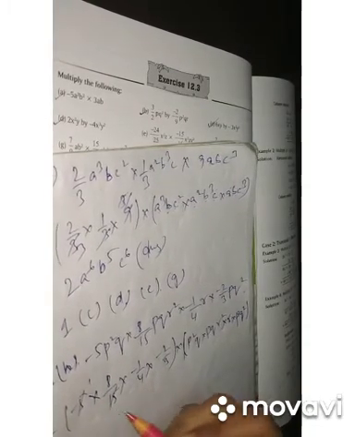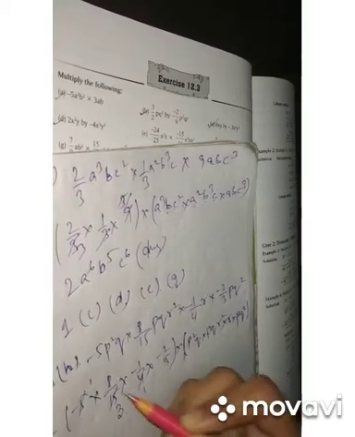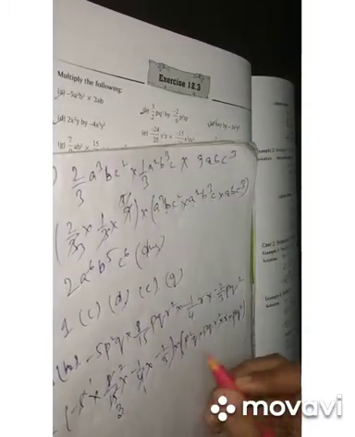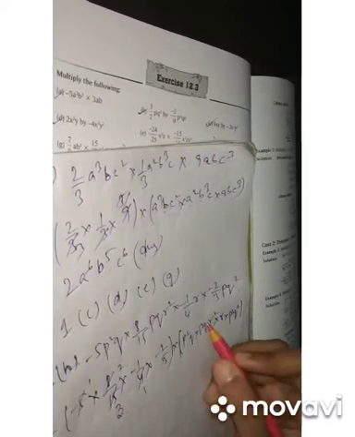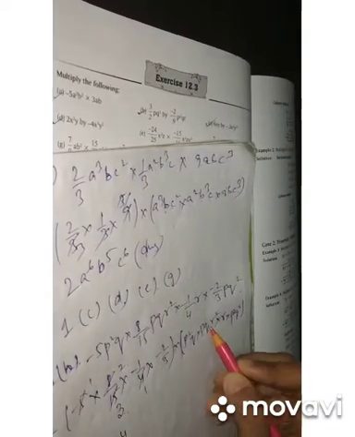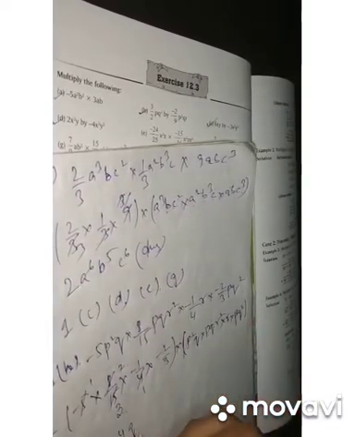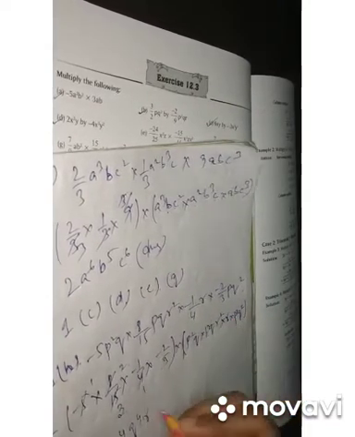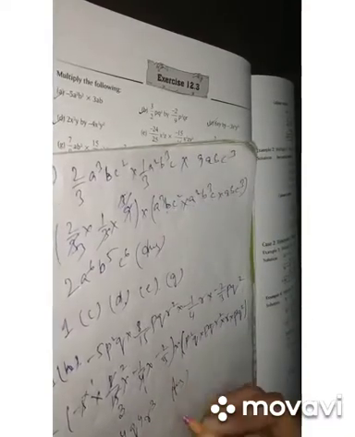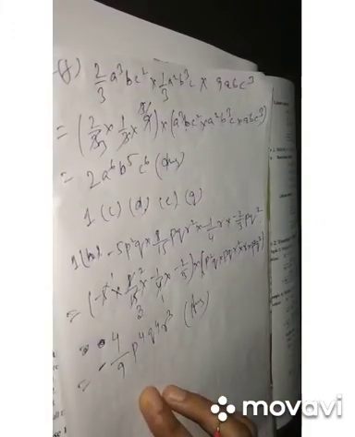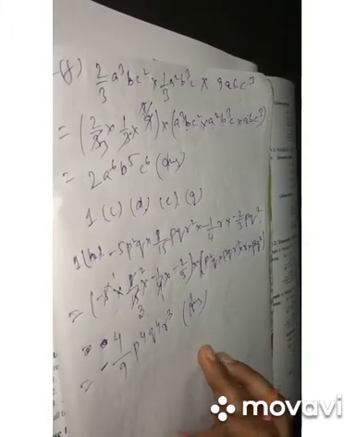5 1s are 5, 5 3s are 15, 4 1s are 4, 4 2s are 8. So what is remaining left? 2 2s are 4, 3 3s are 9. Now P square, P: 2 plus 1, 3 plus 1, 4, P to power 4. Q plus 1, 2 plus 2, 4, Q to power 4. R square plus R, 2 plus 1, 3, R cube. So this will be your answer: minus 4 by 9 P to power 4 Q to power 4 R cube. Answer.